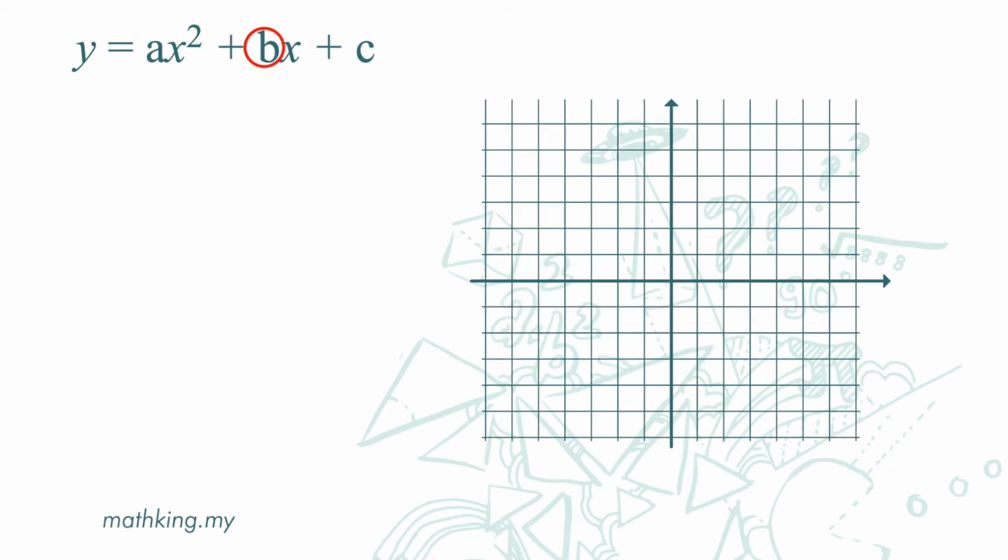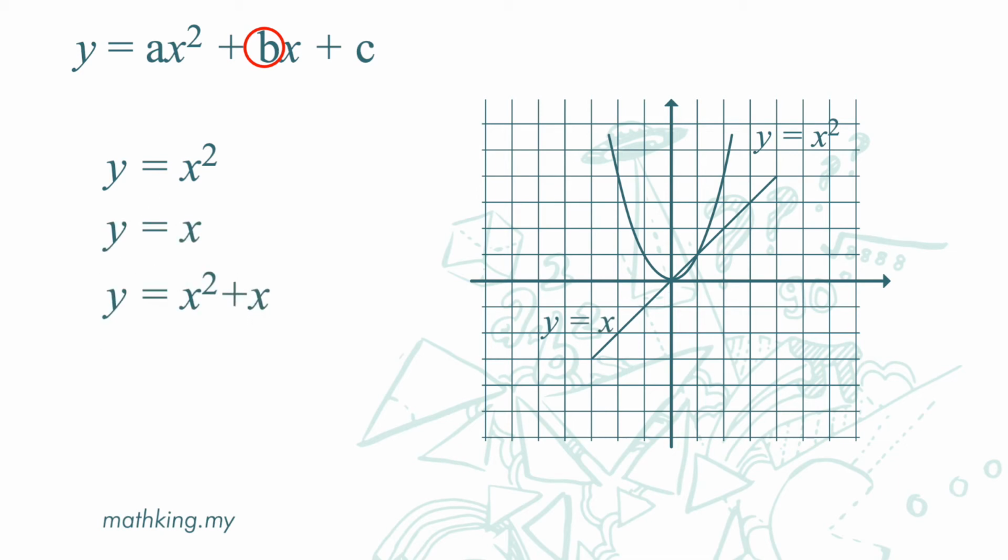Lastly, we look at b. This is the graph of y equal x squared. Here a is 1, b and c are 0. And this is the graph of y equal x. We want to draw the graph of y equal x squared plus x. Here a is 1 and b is also 1. What we do is to add up these two graphs to get the graph of y equal x squared plus x.